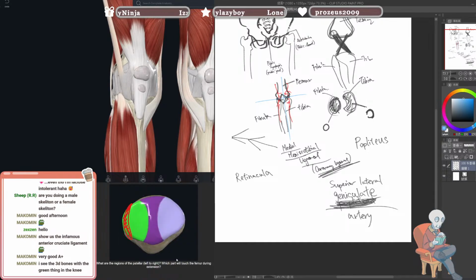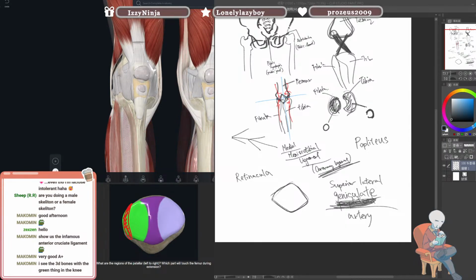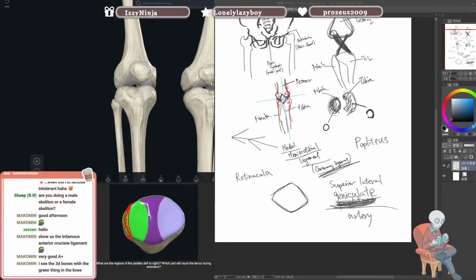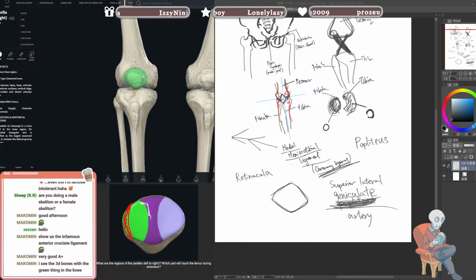Okay, good. What are the regions of the patella, left to right? Which part will touch the femur during extension? What is this? Okay. So the patella is sort of a diamond-shaped bone, which is basically your kneecap. Let me take away all the muscle tissue and connective tissue. This thing would be the patella.